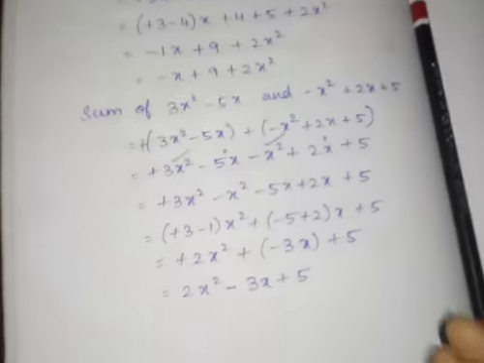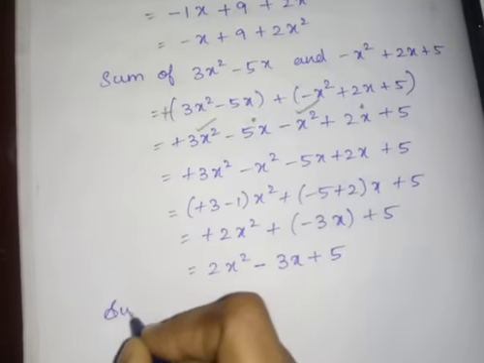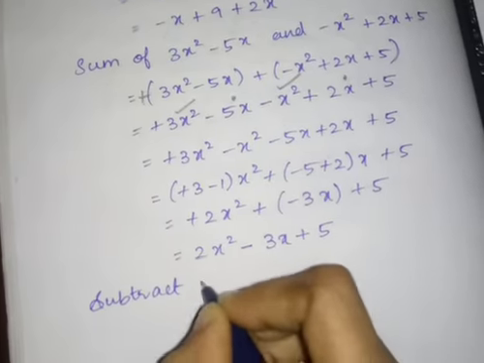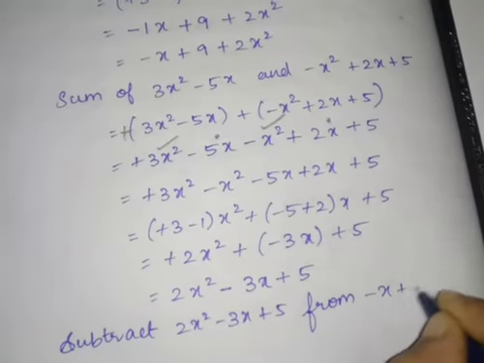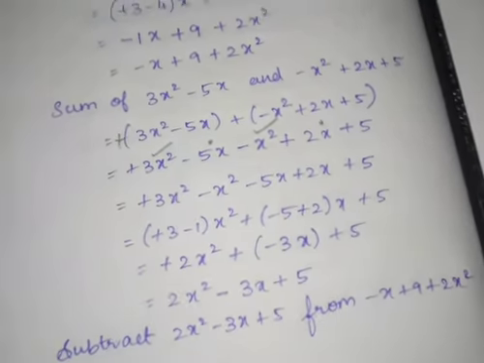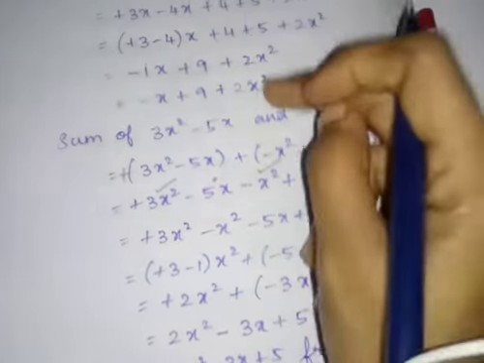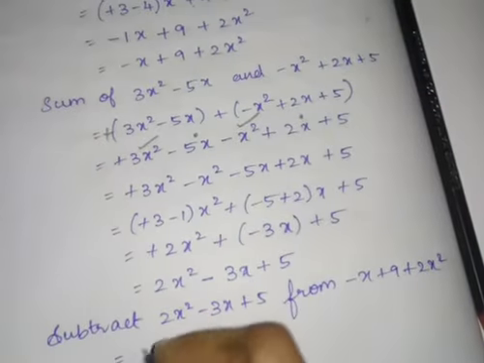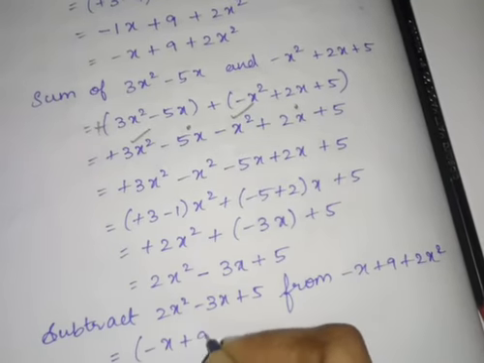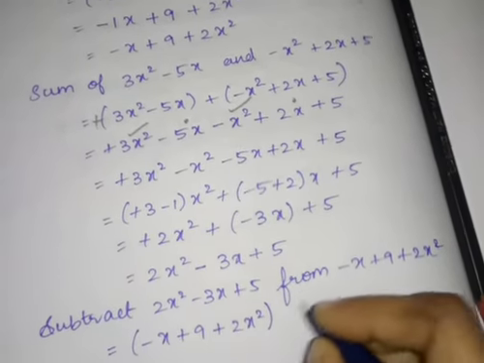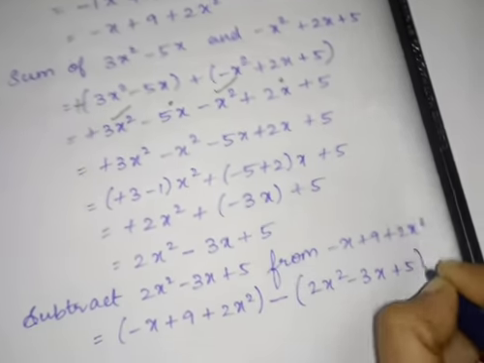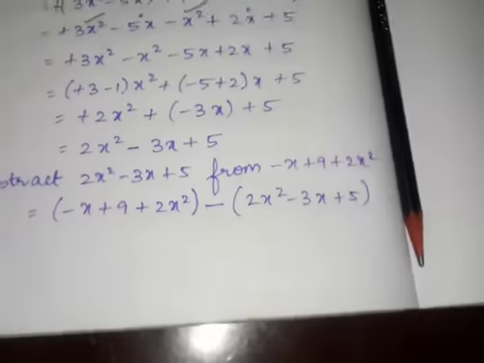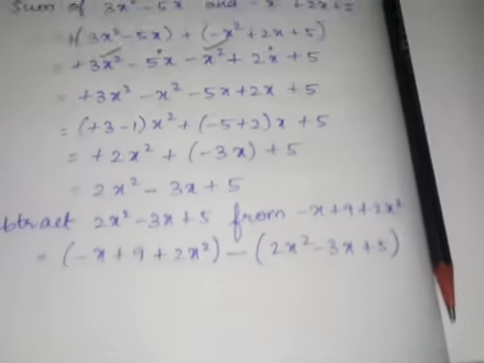Now what we should do? Subtract 2x square minus 3x plus 5 from minus x plus 9 plus 2x square. Correct? I have to subtract this answer number 2 from answer number 1. So now I am writing minus x plus 9 plus 2x square, which is answer number 1, minus answer number 2. Yes, now we have to do like this. I am subtracting this answer 1 minus answer 2.